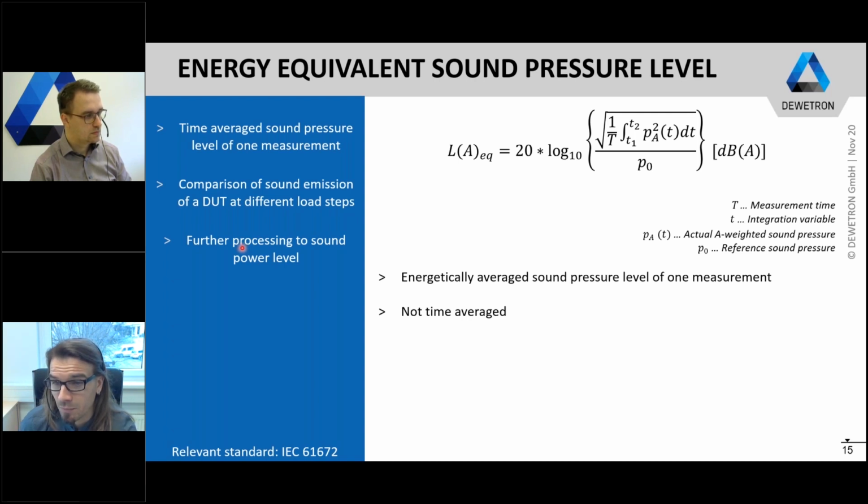So when you want to know the sound power level, you cannot just measure the sound power level, but you have to do a sound pressure level measurement. And this is where you use the LAEQ and calculate the LAEQ. The LAEQ is used for further processing to the sound power level. And both parameters and both values are included in the IEC 61672 standard.